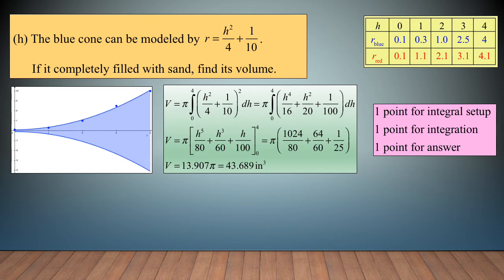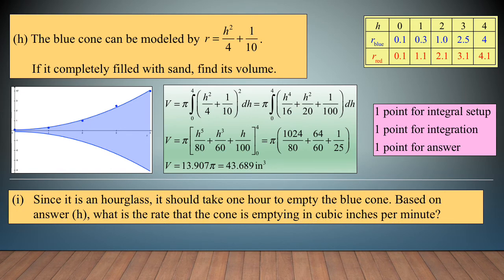Integrating, we get pi times (h to the fifth over 80 plus h cubed over 60 plus h over 100), evaluated from 0 to 4, or pi times (1024 over 80 plus 64 over 60 plus 1/25). And we get an answer of the volume is 13.907 pi, or 43.689 cubic inches.